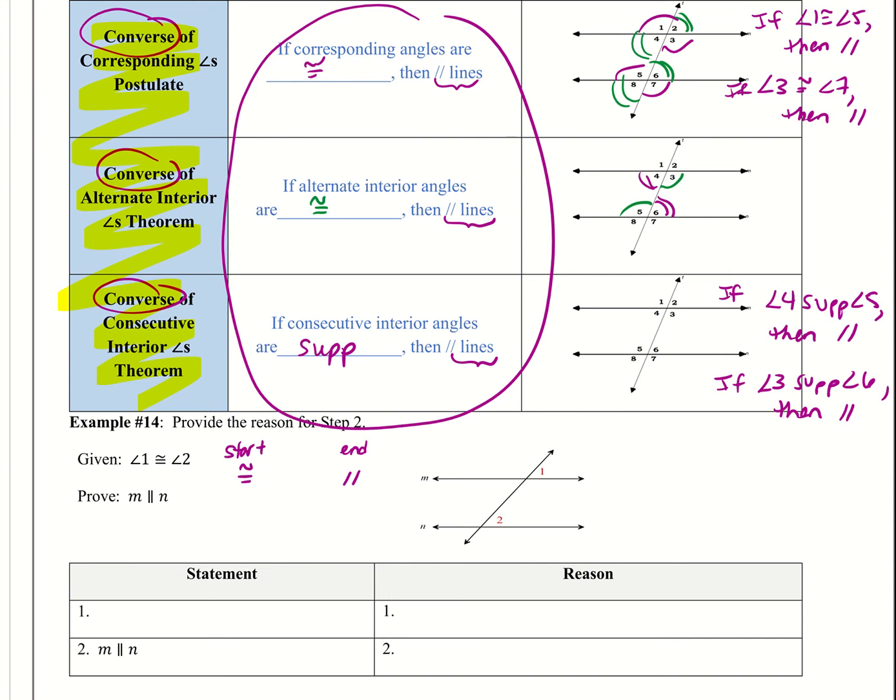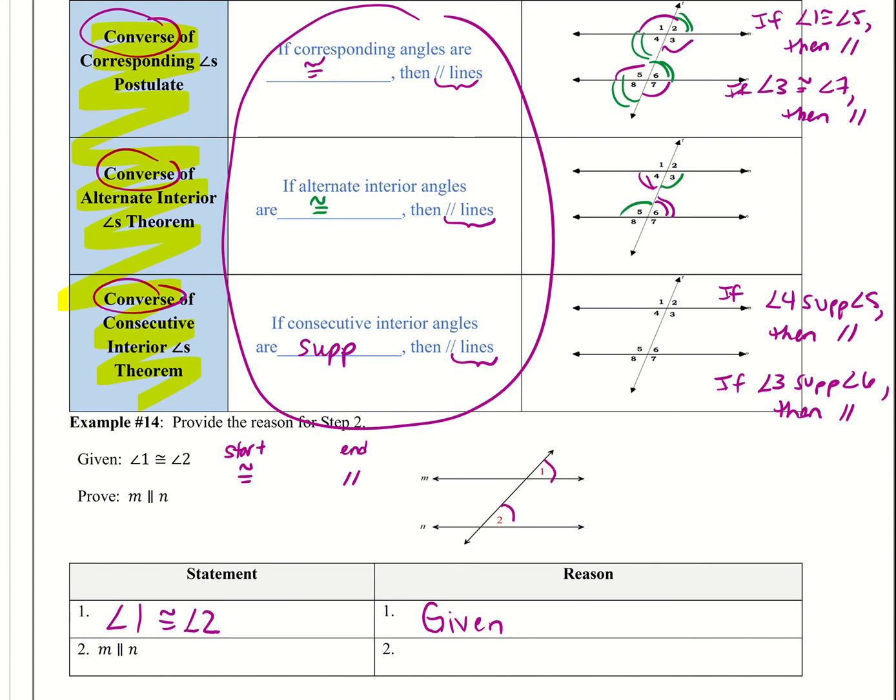All right, well, notice on this one, I've got a little bit more blanks. So in the first blank, you always write the given statement. It's kind of just a copying down here. And the first reason is always going to be given. You'll be doing that in your homework. Those are easy points. All right, so now the angles I'm looking at are 1 and 2.